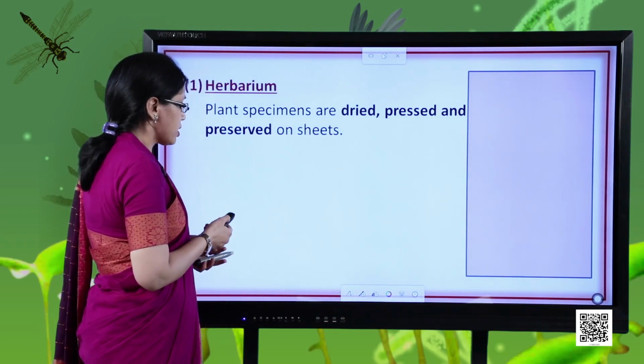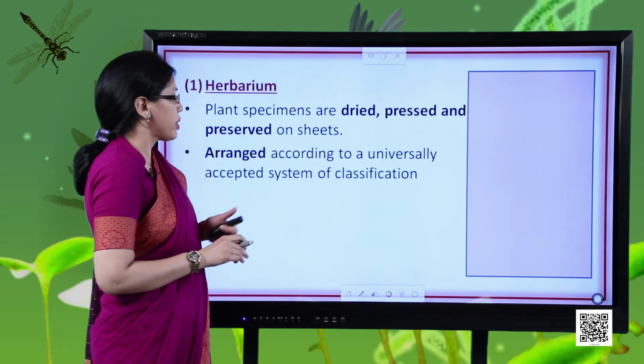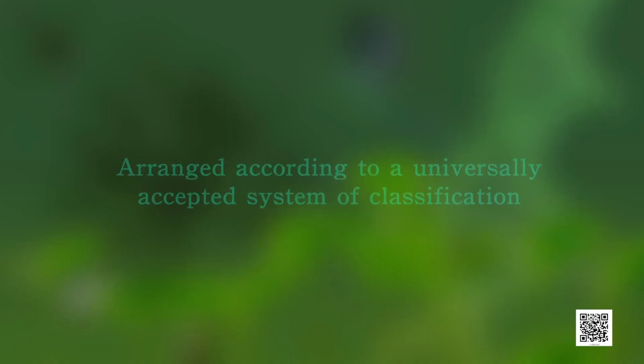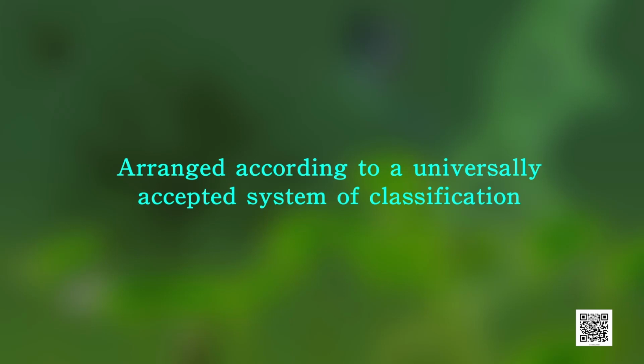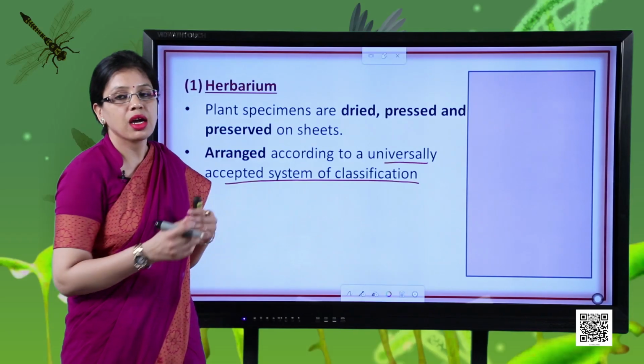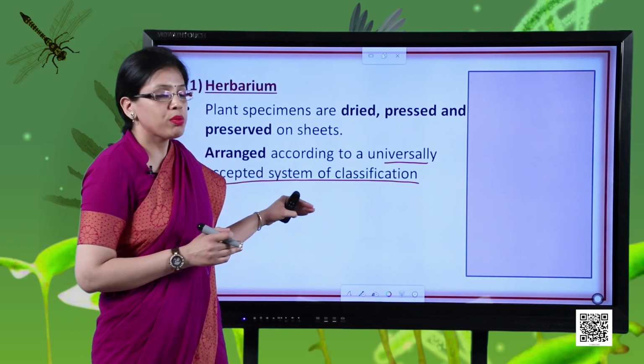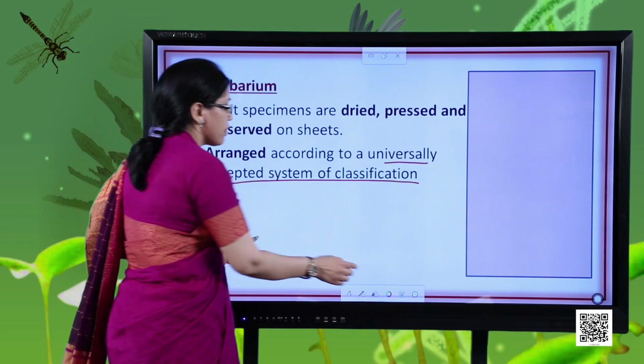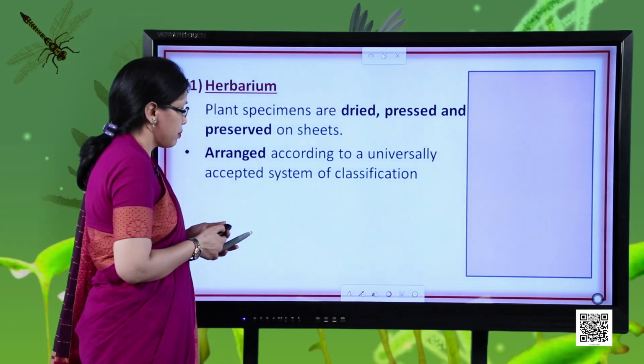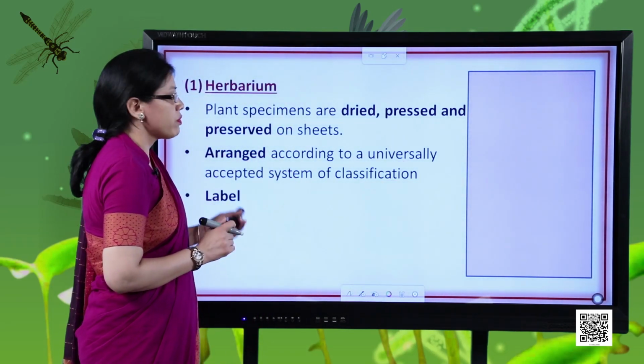Now let's see what is the next step. So after we have made our herbarium sheet, we need to arrange it according to a universally accepted system of classification. You just can't arrange them in any random order. So they need to be arranged in a proper manner. And after we have done this, then we have the next step. Next step is we have to put a label on the herbarium sheet.